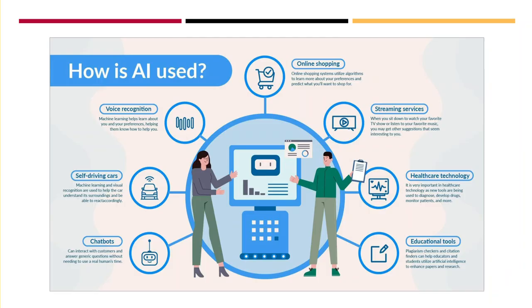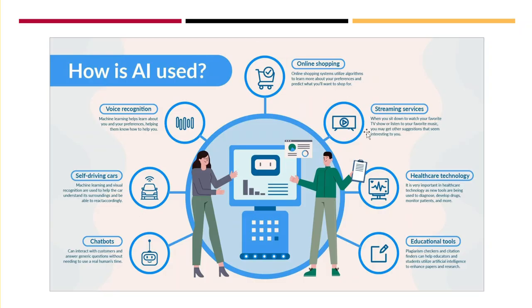So this is how AI is used. We've got voice recognition, which has pros and cons. Self-driving cars. I'm not sure how I feel about that. I saw my first one about a year ago in San Francisco. Chatbots. I see this used all the time. Educational tools. I definitely use that. Healthcare technology, streaming services, and online shopping. And these are just a handful of how AI is used. There are many more ways for it to be used.